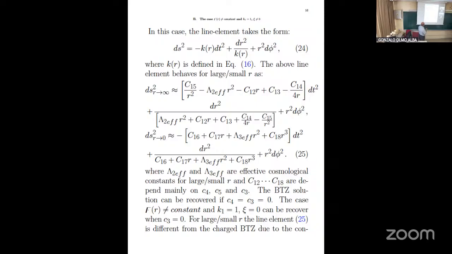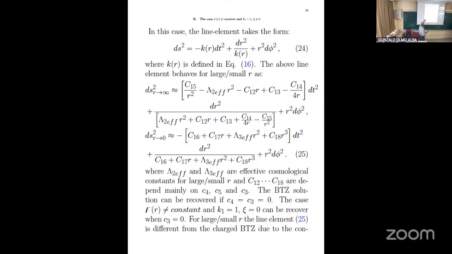So again, this is a very satisfactory solution because, as we see, if we take C3, which corresponds to the electromagnetic field, and C4, which corresponds to the modification of f(R) equal to 0, in that case we will directly discover the BTZ. So this solution has no issues with putting C4 or C3 equal to 0, like the previous one.